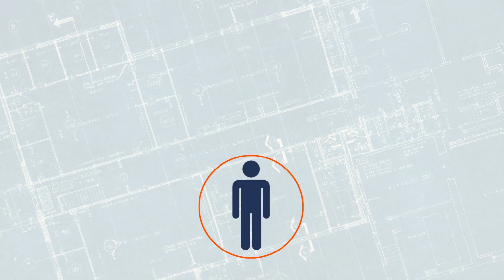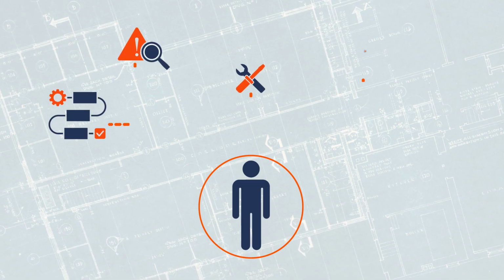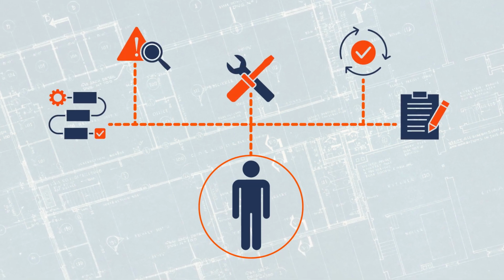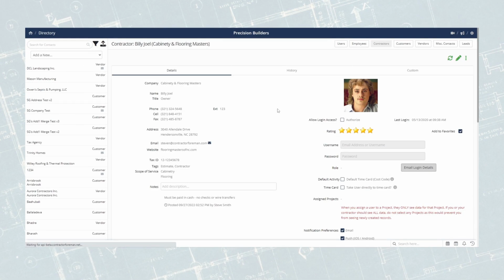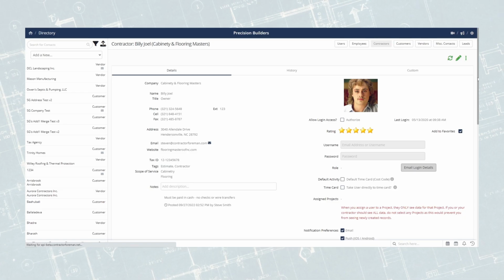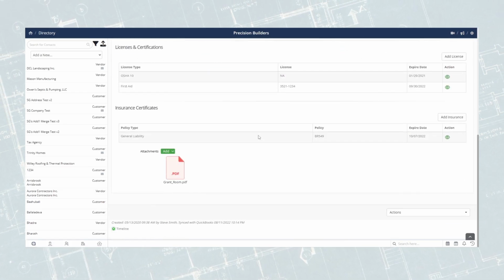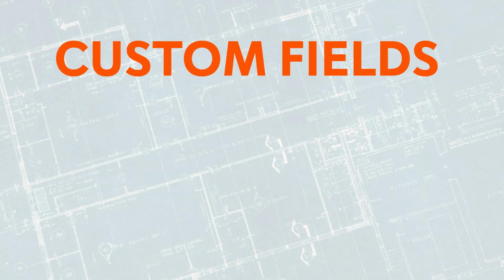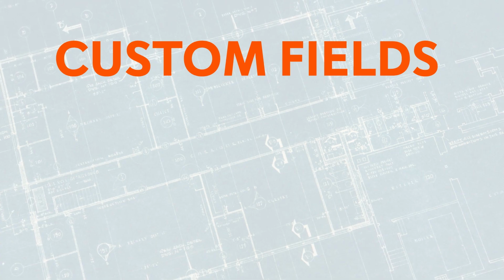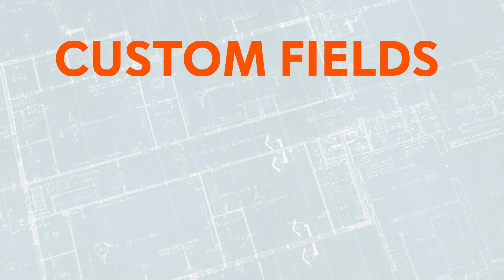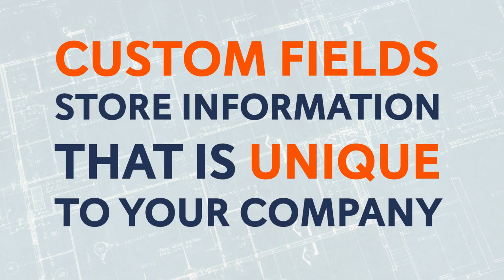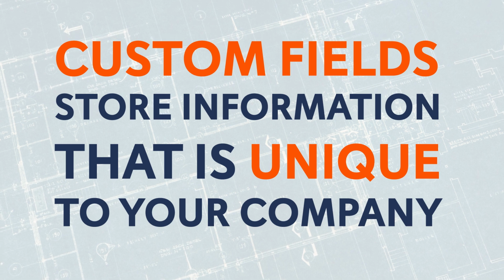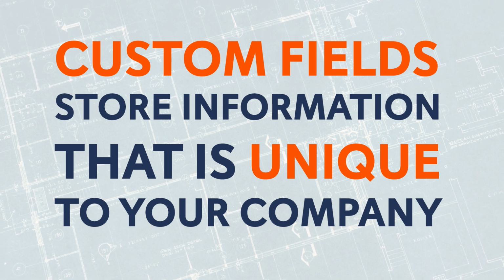The Contractor Foreman directory also tracks your training certifications and provides automatic notification of renewals due for your subs and trade contractors' insurance certificates and their licenses. Our custom fields feature allows you to add custom fields for each contact type to store information that is unique to your company. Build out the data tracking you want and report on it all.